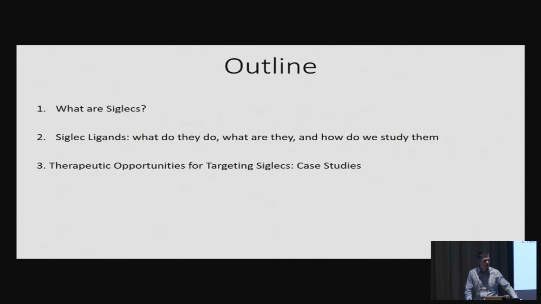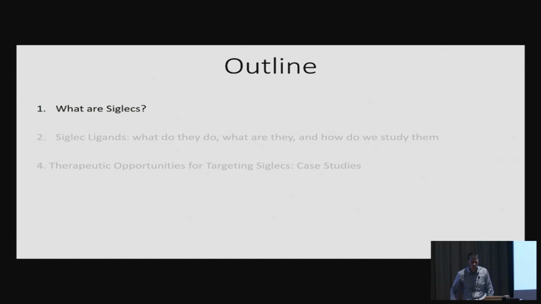Okay, so three questions I'm going to walk us through today. So what are siglecs? And then we'll talk about their ligands. Of course, they're glycan ligands. That's why we're all here in Taiwan for the glycans. So what do they do? What are they, and how do we study them? So those are the three subpoints I'm going to address there. And then I'll just end on some therapeutic opportunities, some things that are being pushed forward right now, and even into clinical aspects. So some hot stuff that I'll introduce you to.